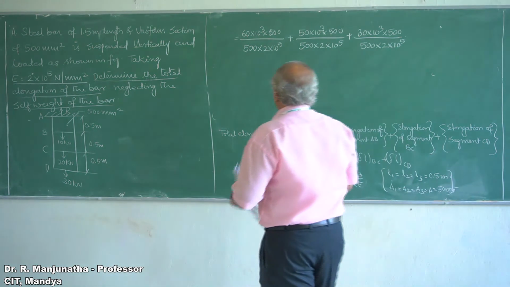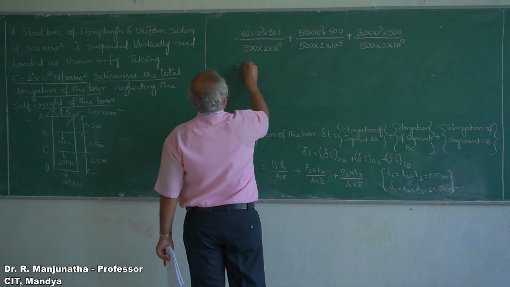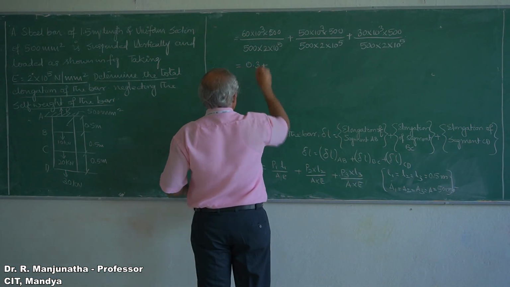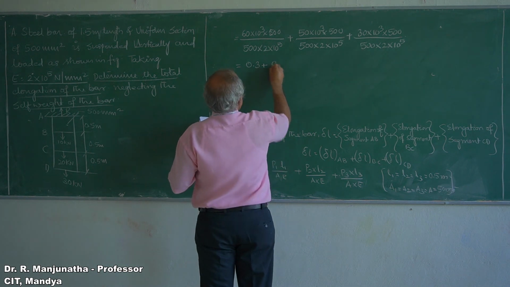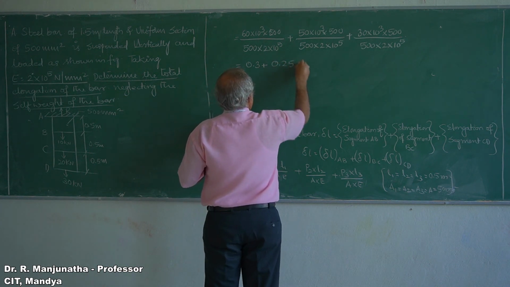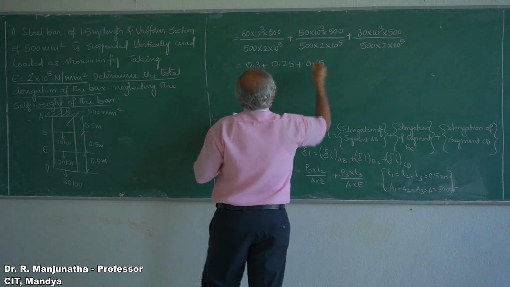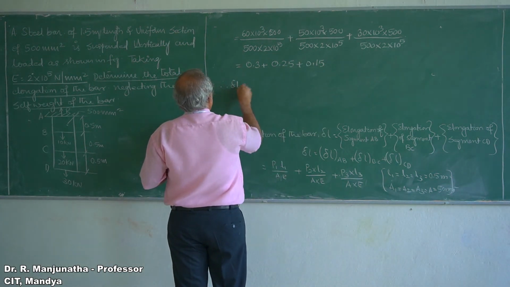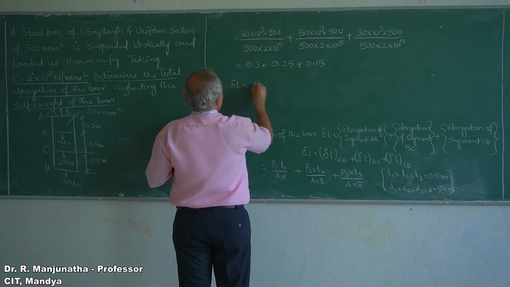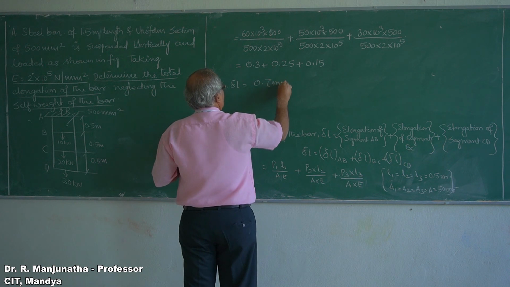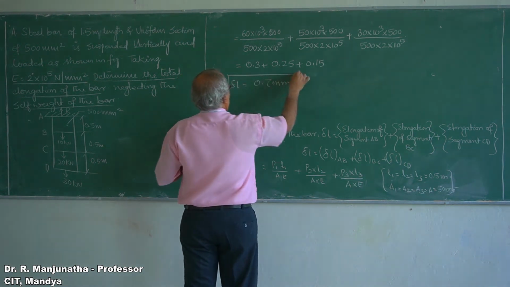So the total value we get on simplification is 0.3 plus 0.25 plus 0.15, therefore delta L will be equal to 0.7 mm. So this is the final answer.